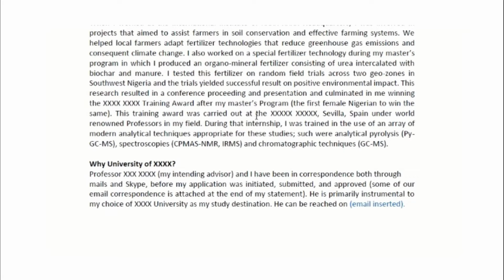This training award was carried out in Sevilla, Spain, under world-renowned professors in my field. During that internship, I was trained in the use of an array of modern analytical techniques appropriate for these studies. Such were analytical pyrolysis, PY-GCMS, spectroscopies, CPMAS NMR, IRMS, and chromatographic techniques, GCMS.